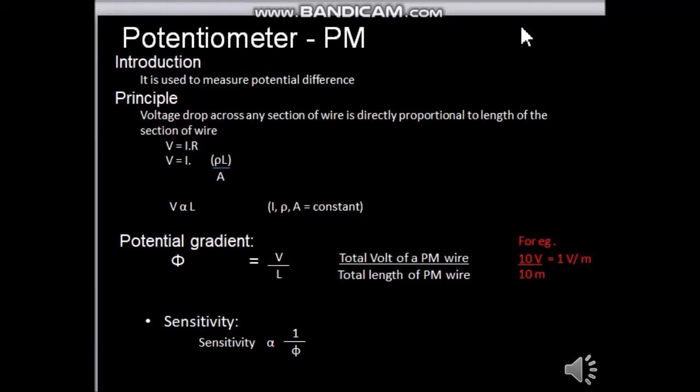Hello students, let's start the topic of potentiometer in our chapter current electricity.